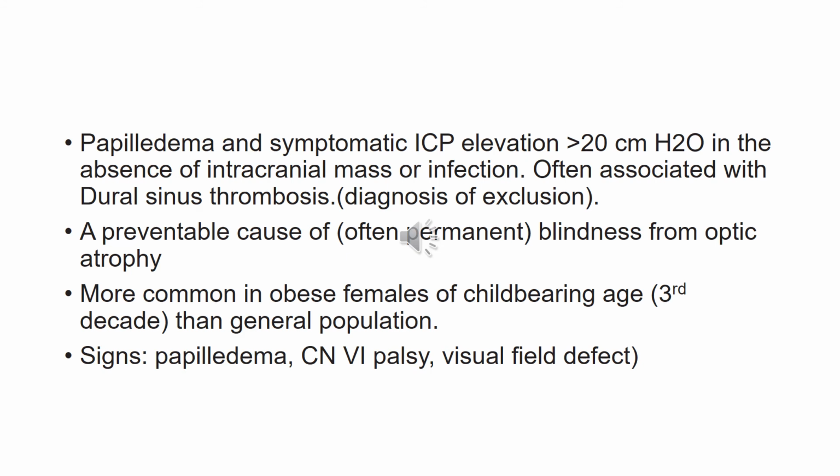Now, what is the importance of idiopathic intracranial hypertension? For us doctors, our nightmare and the most serious complication of this disease is blindness. And this blindness, which is usually permanent, is preventable as long as you diagnose the patient and treat him properly; you can save his vision. Idiopathic intracranial hypertension is more commonly found in obese females in their 30s, the third decade of life, than in the general population. What are the other signs besides papilledema? Abducens nerve palsy, which is a false localizing sign, and visual field defects.